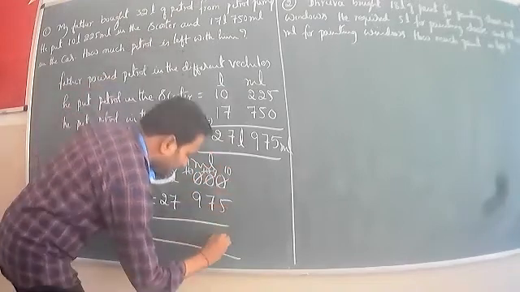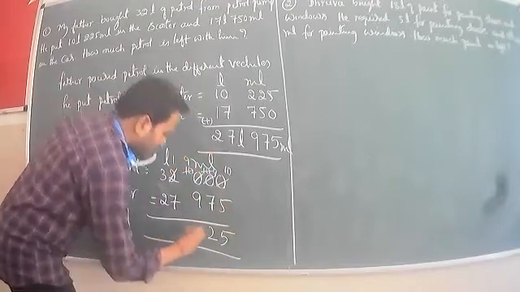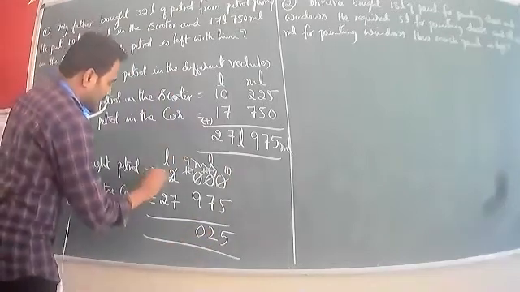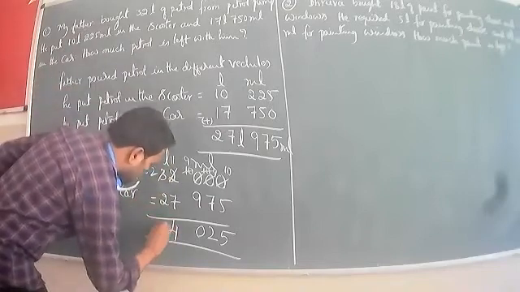Now 10 less 5, 5. 9 less 7, 2. 9 less 9, 0. Then it is carry. It is 2. It is 11. 11 less 7, 4. 2 less 2, 0.